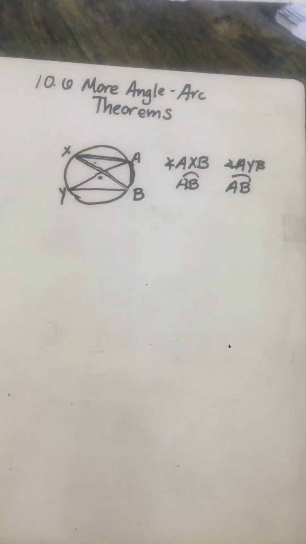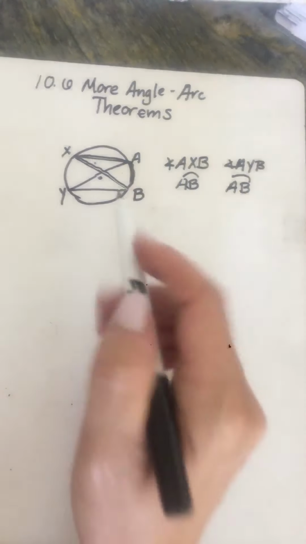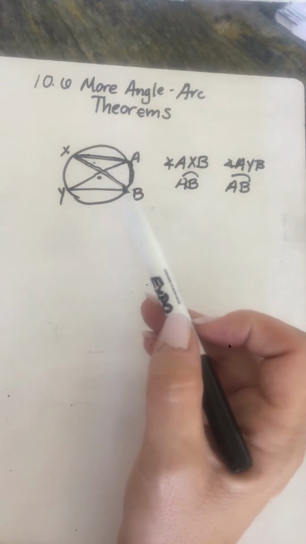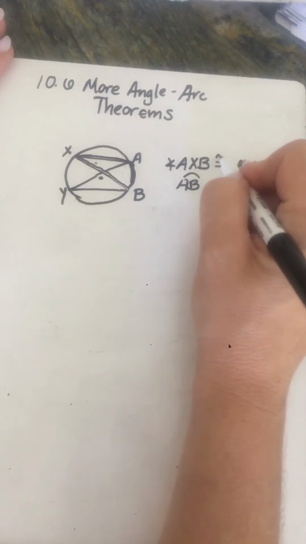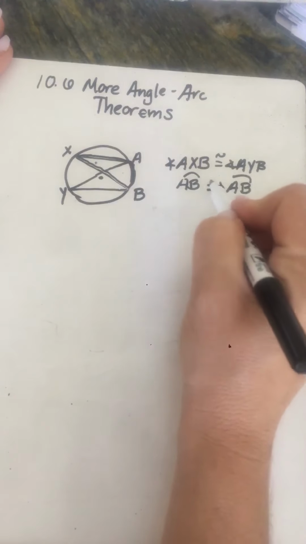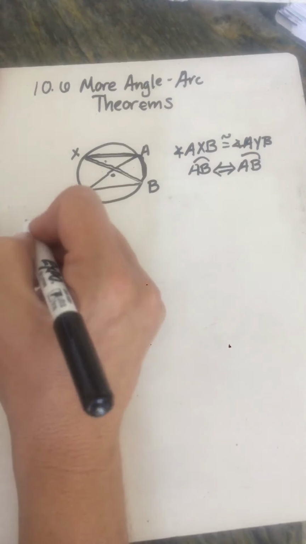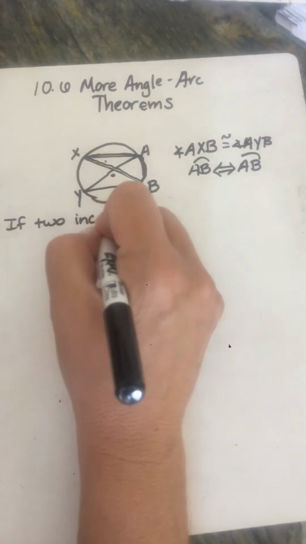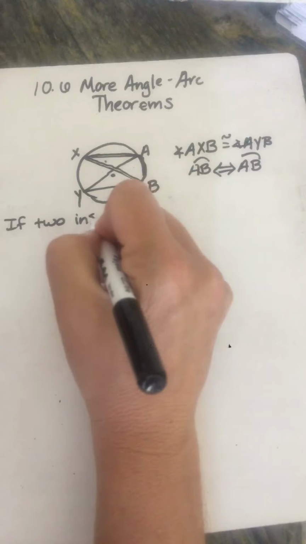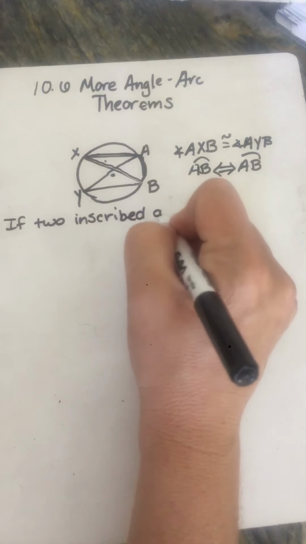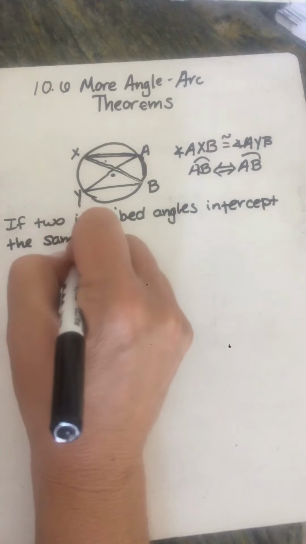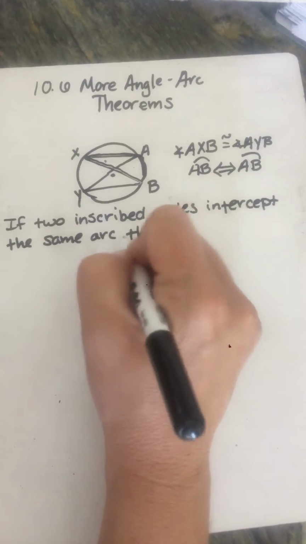So guess what? If inscribed angles intercept the same arc, then the angles are congruent. So they're congruent because they intercept the same arc. So if two inscribed angles intercept the same arc, then they are congruent.